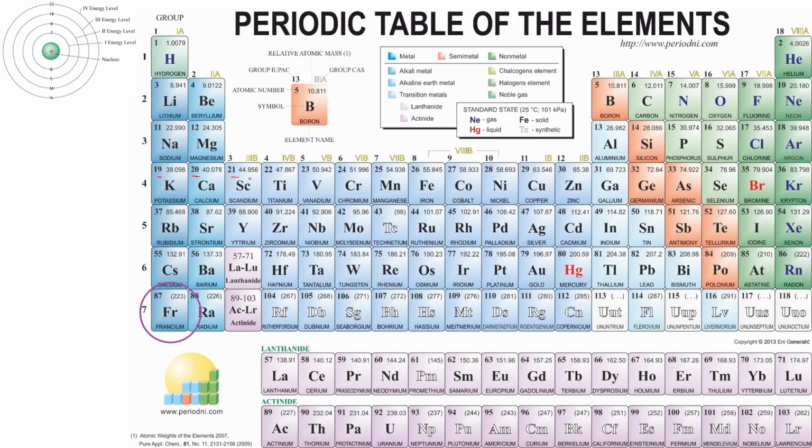Now, if I move from left to right, you could see that in here I have 19, in here I have 20, 21. So I'm increasing the atomic number. When I'm increasing the atomic number, I'm increasing the number of the electrons within the same level. So I'm just adding more electrons within the same level.